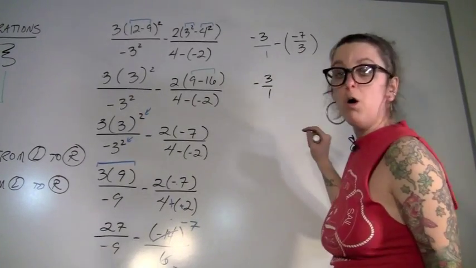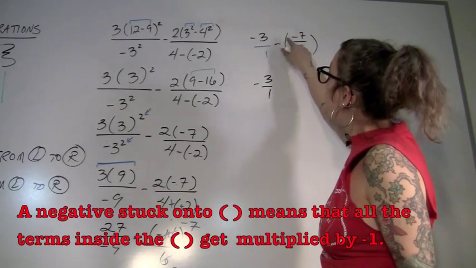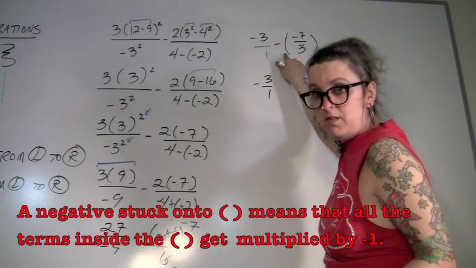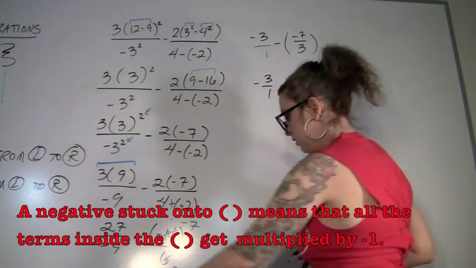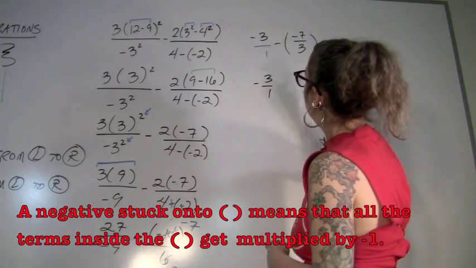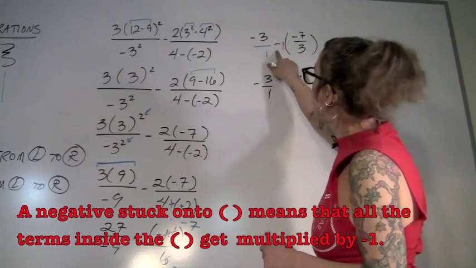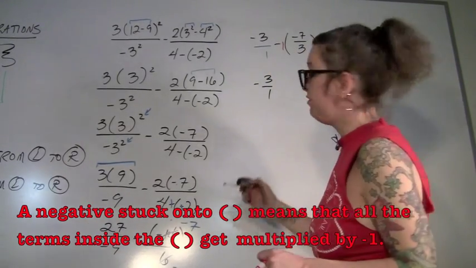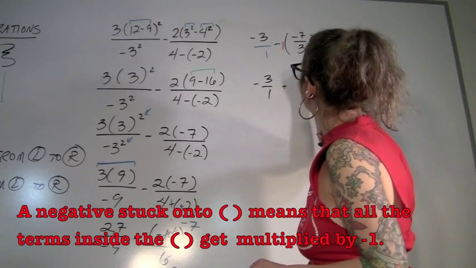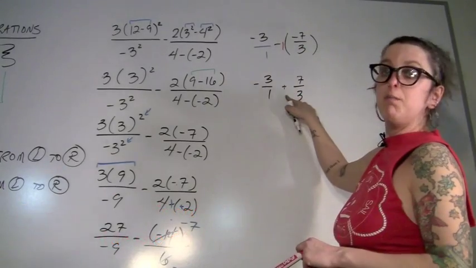Okay, so here I got a negative and another negative. If you got a negative stuck on a parentheses, what that really means is you got a little tiny times problem here. So make that negative 1 visible. So I got a negative 1 times a negative 7/3 for a positive 7/3, because a negative times a negative is a positive.